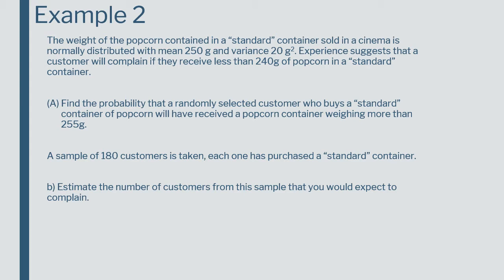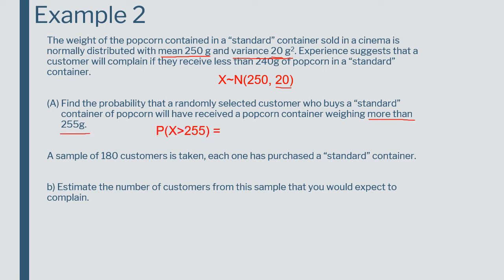Alright, so let's decipher what we've got first. We've got a mean of 250 grams and a variance of 20. Now it says grams squared. That's just because of the way the formula for variance works, we're squaring the units. The variance is just 20, not 20 squared or anything like that. So instantly, I want to be writing x is distributed normally, 250 mean, and 20. We've got to remember this is variance. Find the probability that a randomly selected customer who buys a standard container will receive more than 255 grams.